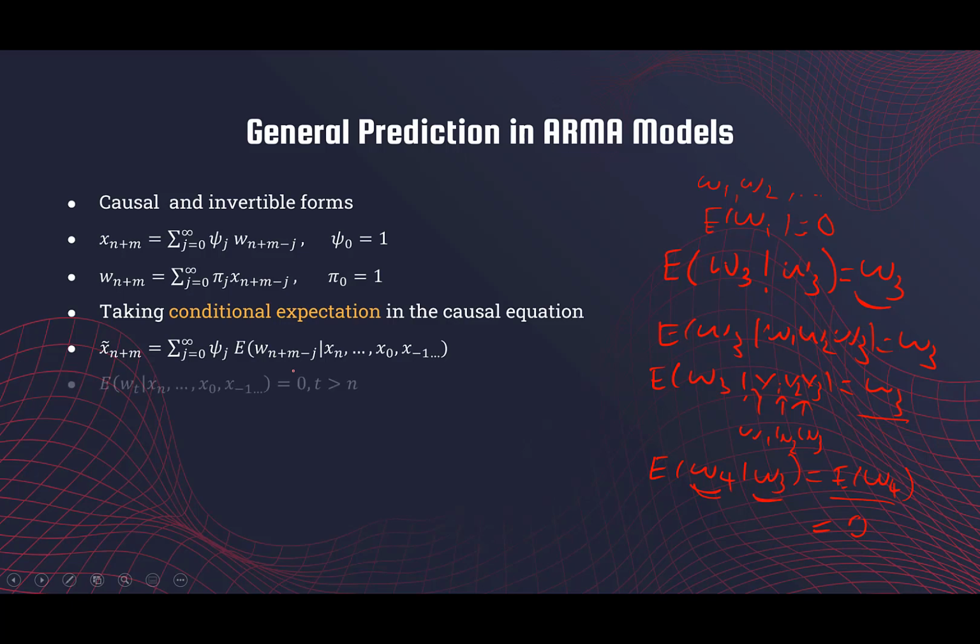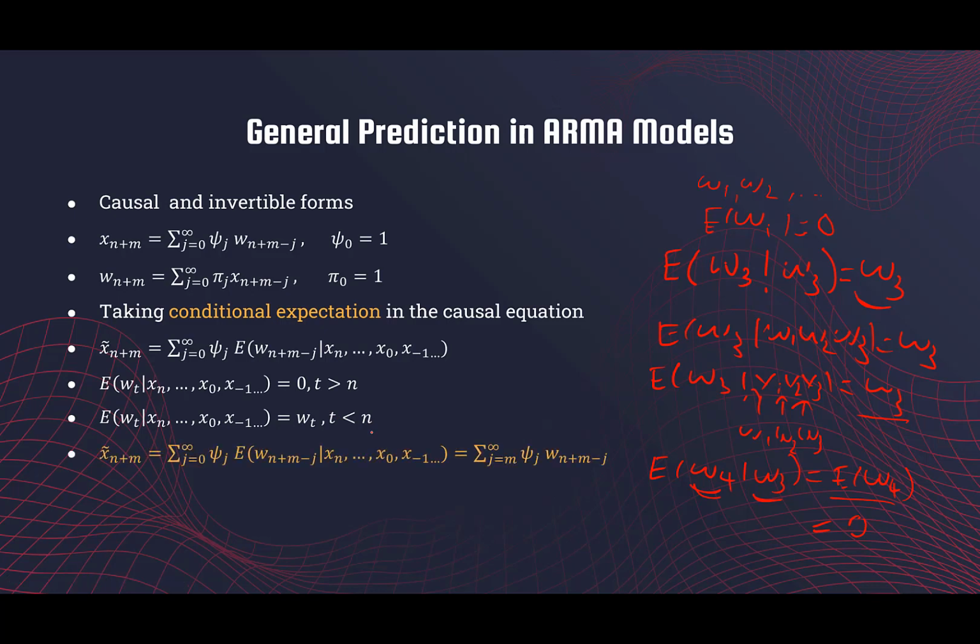So what we have is Wt given xn is 0 if t is greater than n, right? That is, if this is in the future. Wt given this is the same as Wt if t is less than n, right? So if we substitute it in this particular equation, you get this. So the zeros go away and you're left with these terms, right?